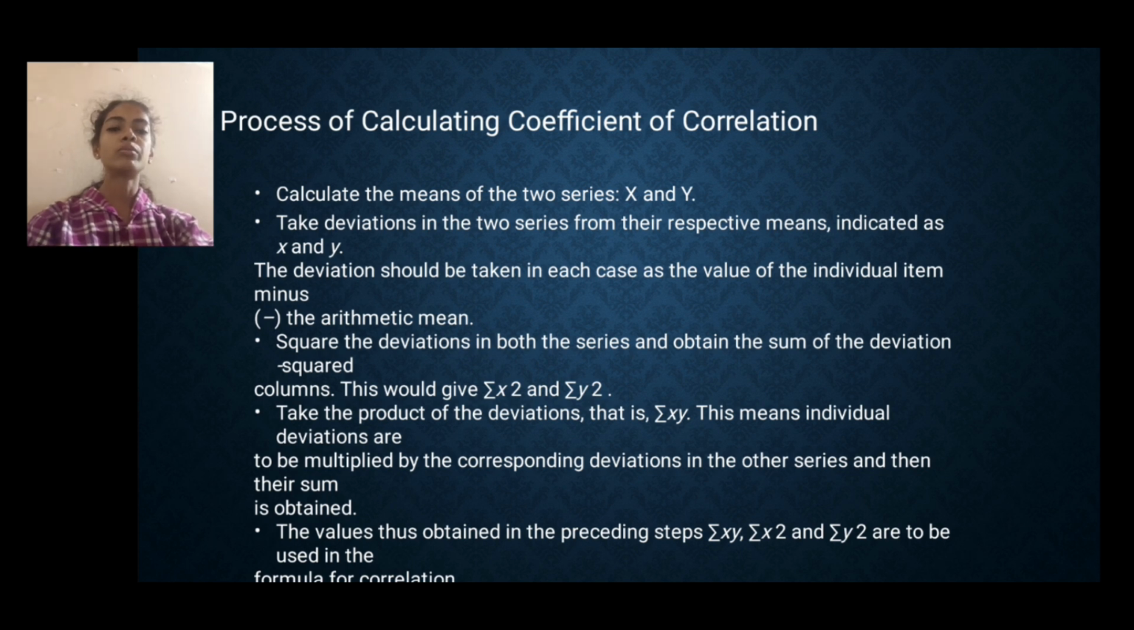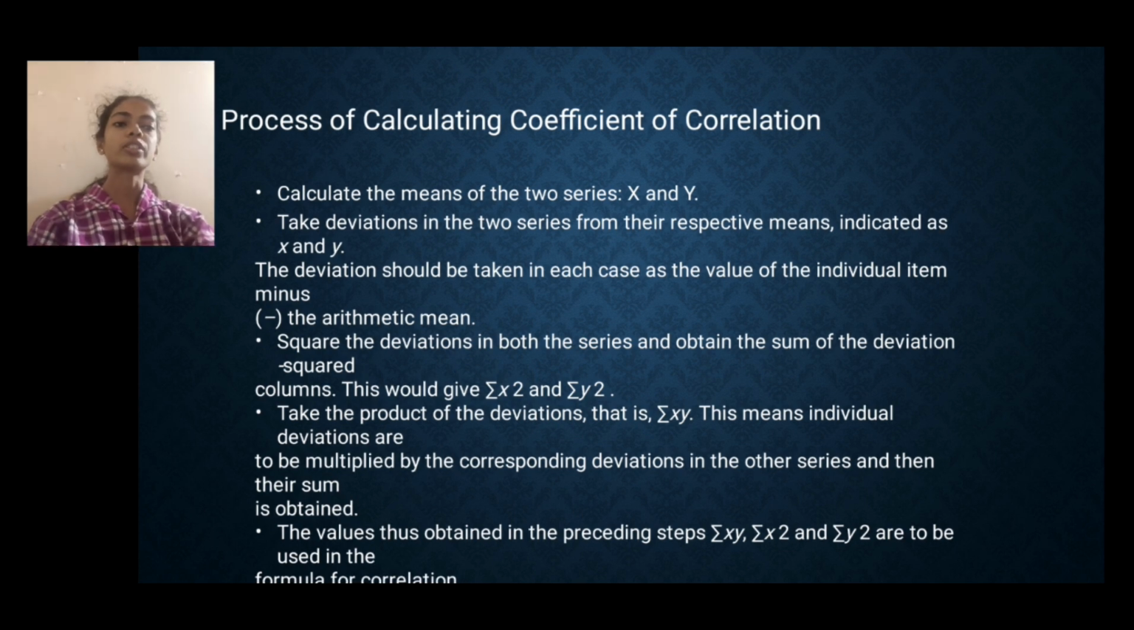These columns would give summation x square and summation y square. Take the product of the deviations, that is summation xy. This means individual deviations are to be multiplied by the corresponding deviations in the other series and then their sum is obtained. The values thus obtained in the preceding steps, summation xy, summation x square and summation y square, are to be used in the formula for correlation.